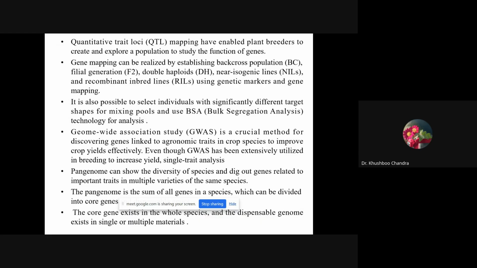You might have heard about a single variety that should be incorporated with different traits, meaning multiple traits should be incorporated in a single species. In that case, if we want the diversification of a species, we should follow the pangenome. This is nothing but the sum total of all the genes in the species, which can be divided into the core gene sequence, meaning whatever exists in the whole species, the whole population. The other is the dispensable genome, which exists in either a single material or multiple materials, which after transformation you want to use to develop a new one.